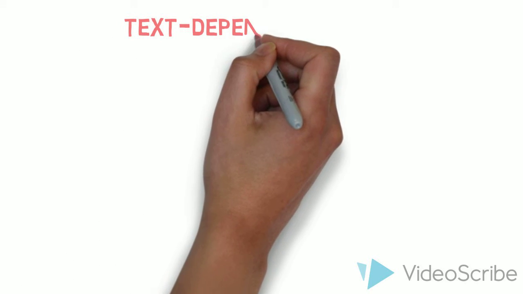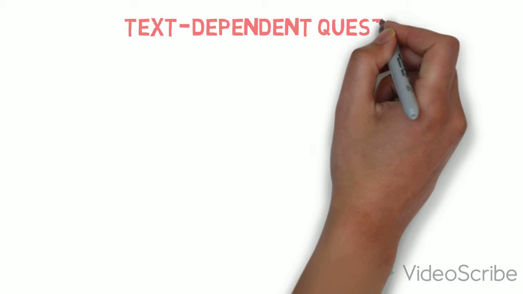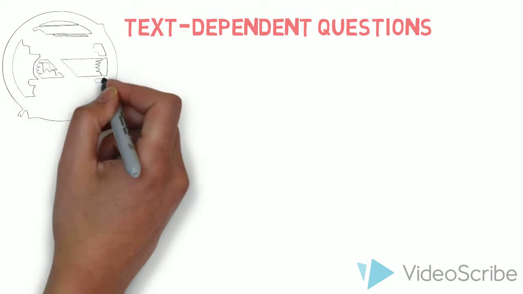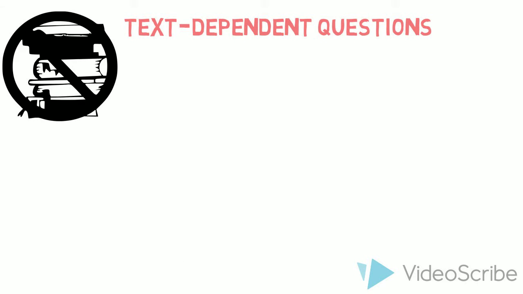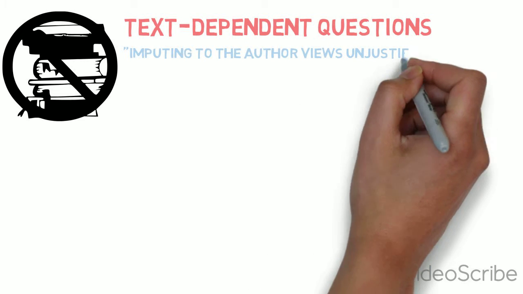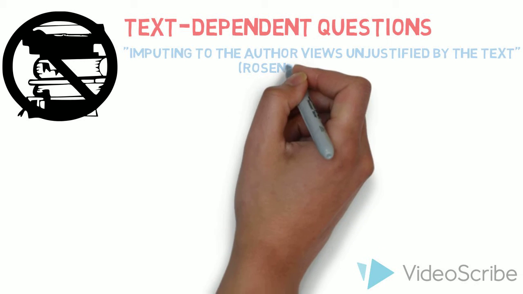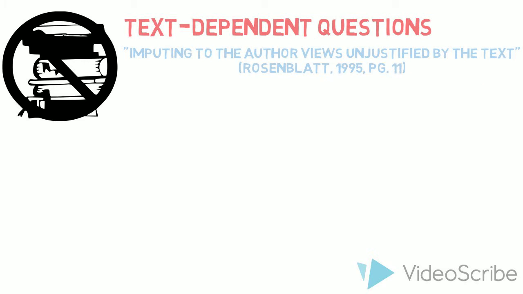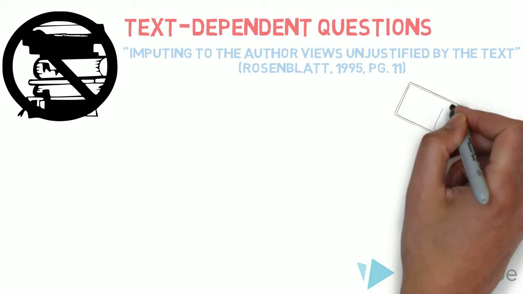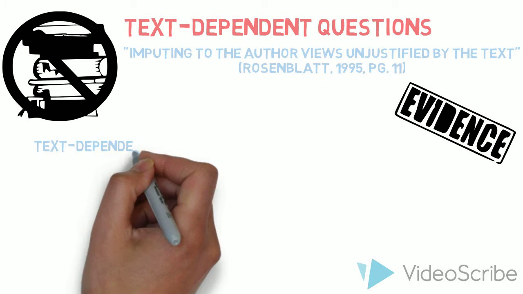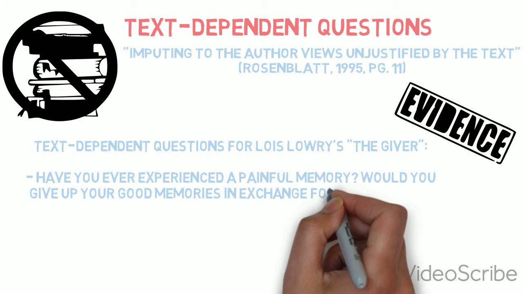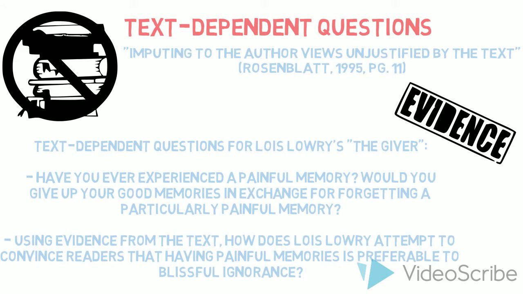Text-dependent questions. Students are often encouraged to answer questions that remove them from the reading prematurely and ask them to consider their own experiences rather than what the text is actually saying. Rosenblatt argues that this can lead to students mistakenly imputing to the author views unjustified by the text. Contrastingly, students should be asked to respond to text-dependent questions, requiring them to provide evidence from the text. For example, consider the following questions that a teacher could ask students about Lois Lowry's dystopian young adult novel, The Giver.